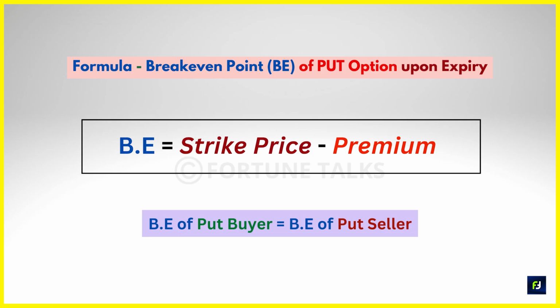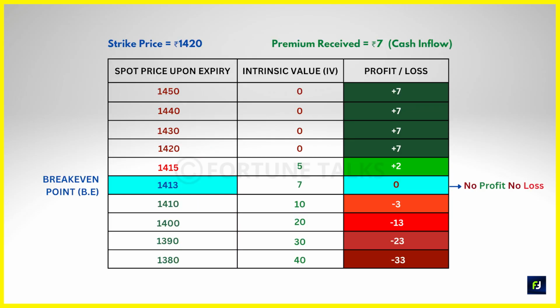The break-even point for a put option buyer also becomes the break-even point for a put option seller. In this case, the break-even point is at 1413. Below this level, the seller would start to experience exponential losses. Therefore, it is fair to conclude that a put option writer has the potential to earn limited profits but can experience unlimited losses.